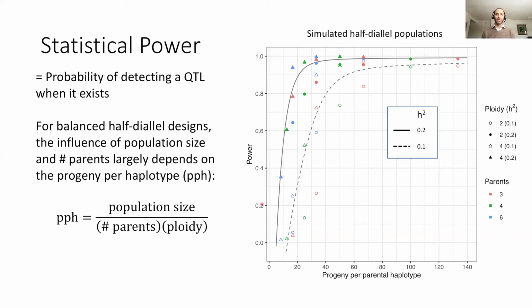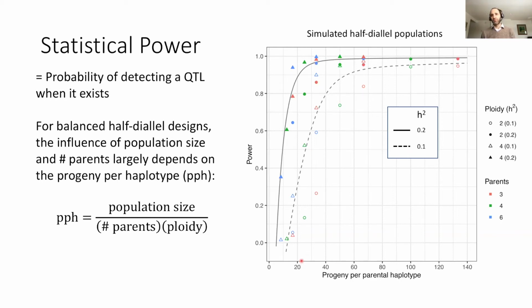What we found is that across these different types of designs, you can largely explain the power based on this metric, which is the progeny per parental haplotype. If you take the total population size divided by the number of haplotypes in the data set, which is your number of parents times your ploidy, that more or less is a good predictor of the power for a given heritability. If you look at this closely, you'll see that the diploid and tetraploid scenarios don't quite line up on the same spline. There is definitely a slight difference there, but it's close. And of course, as you go from a low heritability of 0.1 up to 0.2, you get higher power.